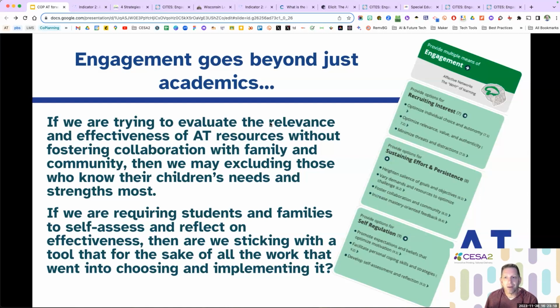that's all they know, right? So Kathy, can you think of a time where a student was using it at school but using something completely different at home?